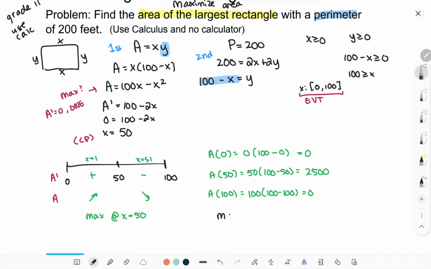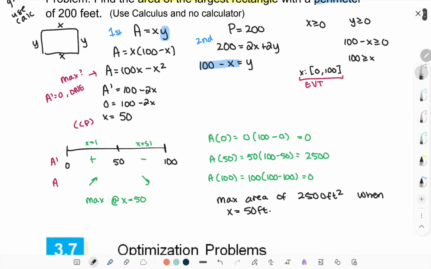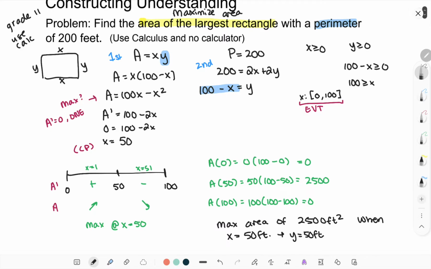So I can state it, max area of 2,500, give me some units, feet squared. And that happens when x is 50 feet. Right? I could go through, plug it back into my system to tell you that this also happens when y is 50 feet. But we're mainly going to focus on that independent variable here, depending on what the question's asking. Right? It didn't ask me for the dimensions, it just wanted the largest area. So I gave you largest area.